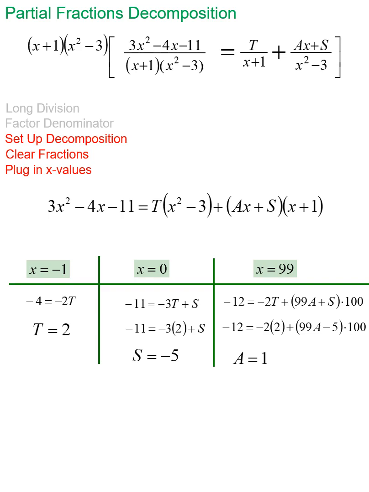And 0 was a good idea too. So be clever about your choices for x, not because you have to be clever, but because it'll cut down on your work. This ends up being the final decomposition. And if you compare this to the values we got for t, s, and a in the top equation, you'll see that it works.